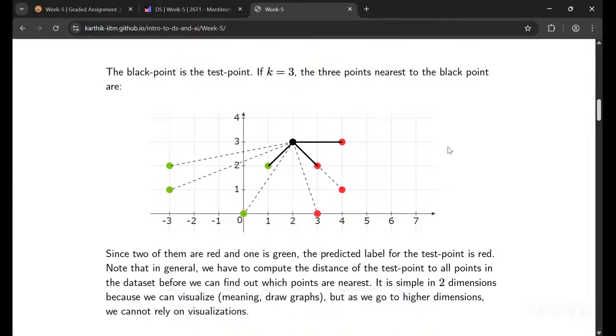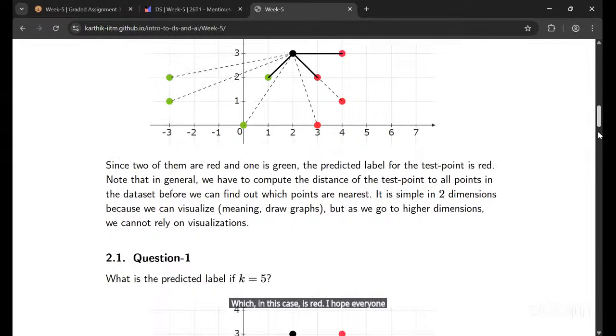If we choose the value of k as 3, it will consider the 3 closest neighbors, which are these 3 in this case, and then it will assign the majority label, which in this case is red. I hope everyone understands this.